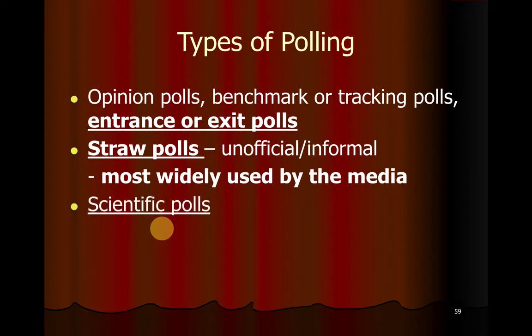A scientific poll typically has to be a random sample, and that means that everybody who is part of the population that you're trying to poll should have an equal opportunity of being selected for that poll. So if you're trying to measure Arizona voters, then everybody who is an Arizona voter should have an equal chance of being selected to answer your questions.